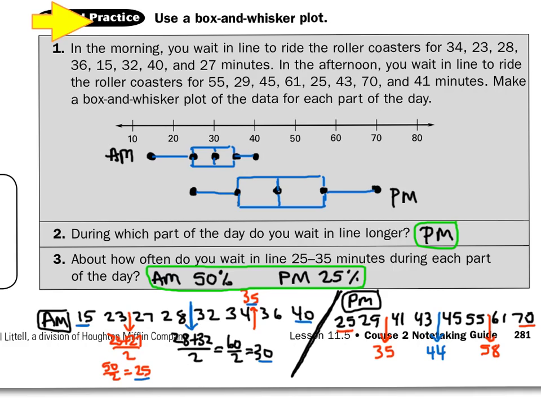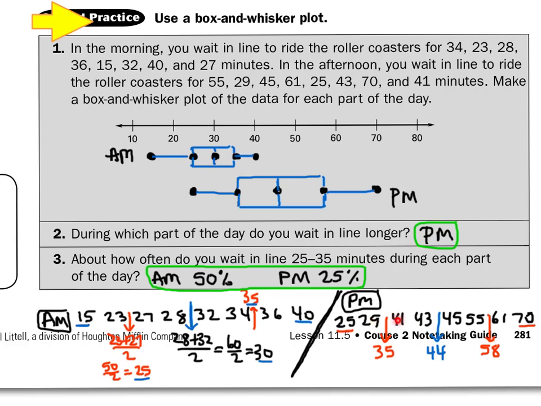Okay, so now let's do the afternoon, the PM, and put those numbers in order. So that would be 25, 29, 41, 43, 45, 55, 61, and 70. And so I count 1, 2, 3, 4, 5, 6, 7, 8 numbers. So the middle of 8 is 4. So count over 1, 2, 3, 4, and put a bar there. Okay, so you have to find what's in the middle of 43 and 45. Well, of course, 44. So find 44 on the number line and drop down and put a dot right there for the PM median.